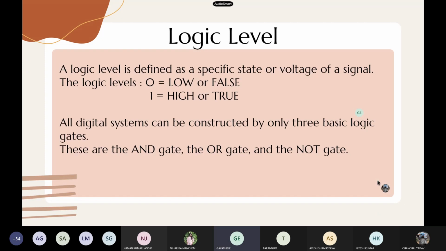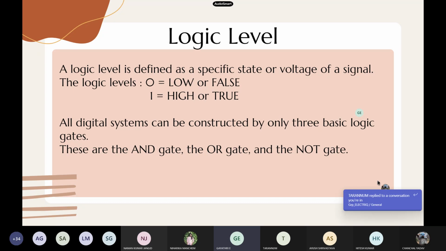But before we move on to learn about the different types of gate and what each type does, we'll need to know about something called the logic level. Two logic levels which we come across in digital are 0, which represents low or false, and 1, which represents high or true. Digital systems comprise of millions and thousands of logic gates.